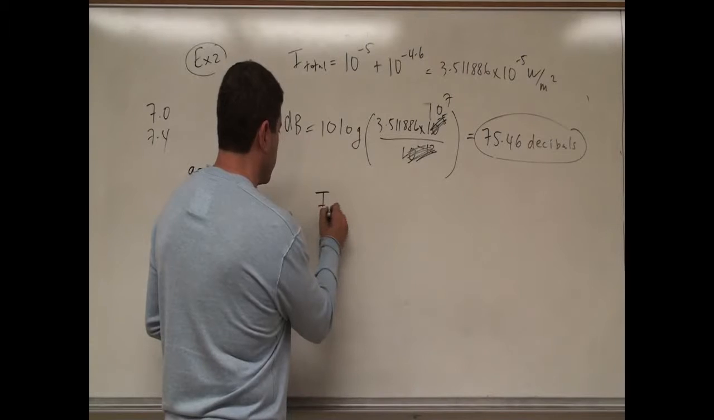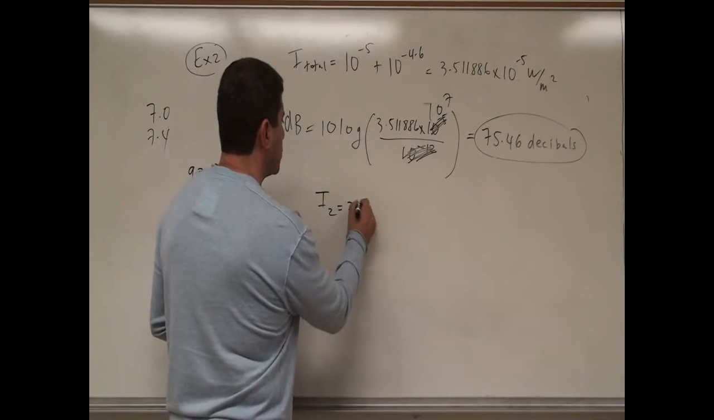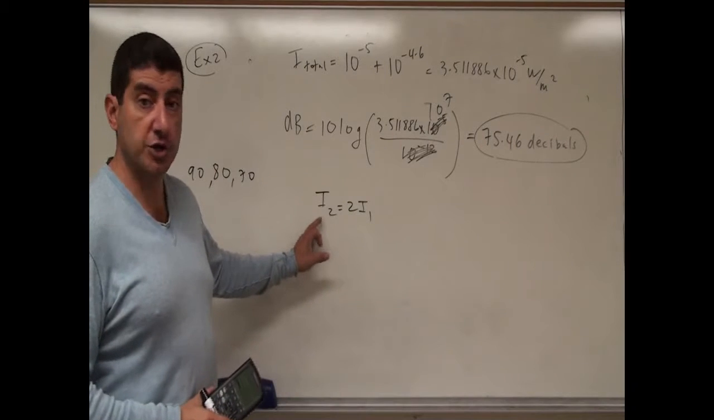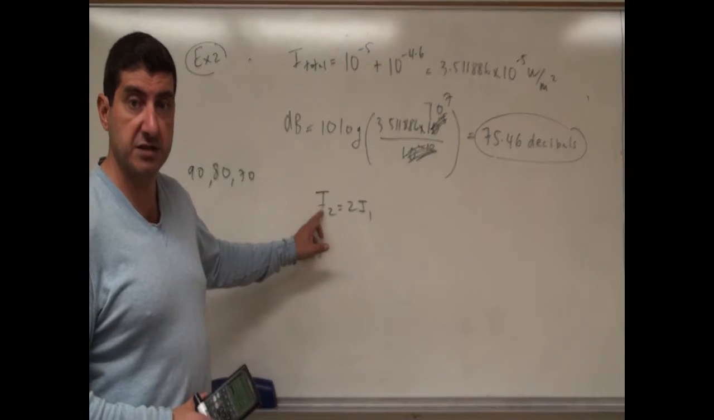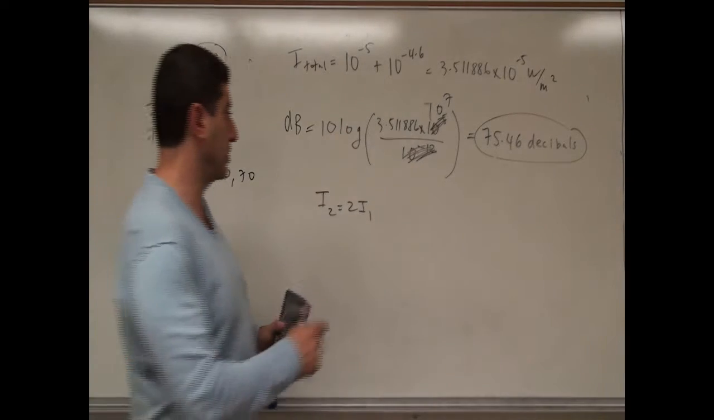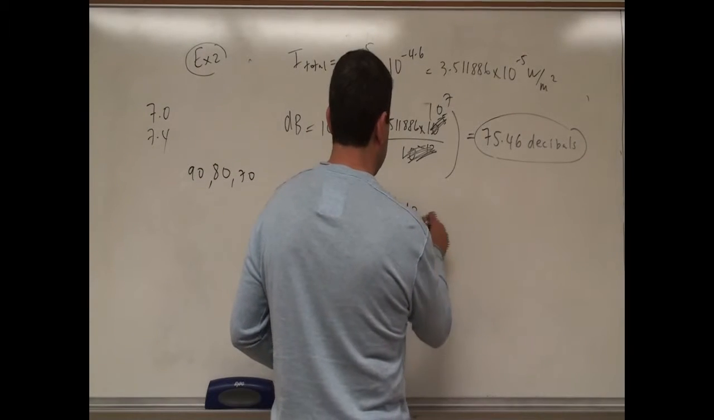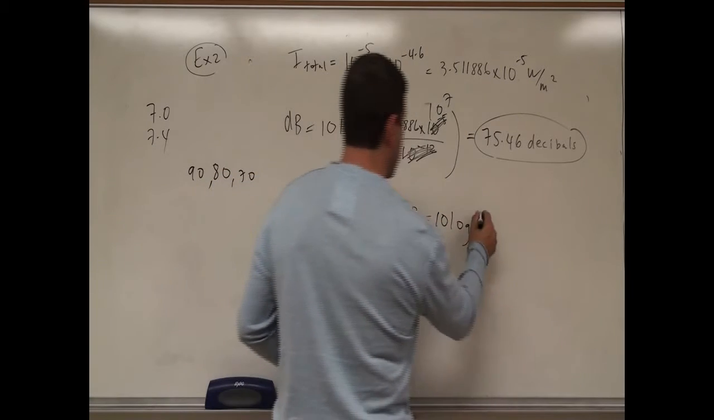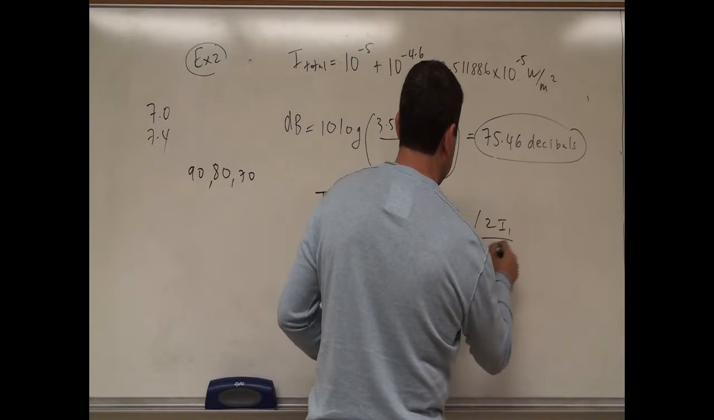If one sound source, let's say I2, is twice the intensity of another sound source, how much larger will be the decibel scale intensity of the I2 than the I1? So we can convert that to decibel scales. We can say 10 log of, so I2's intensity is twice as strong as I1's intensity.